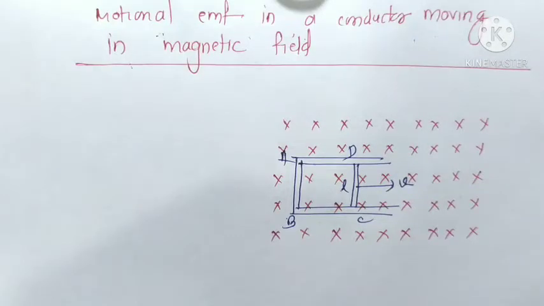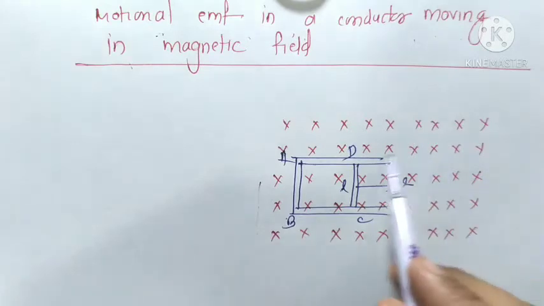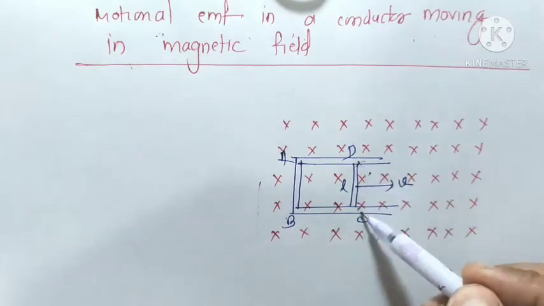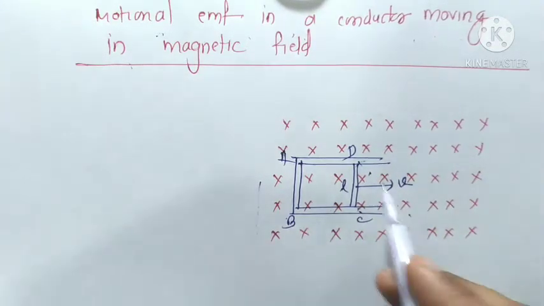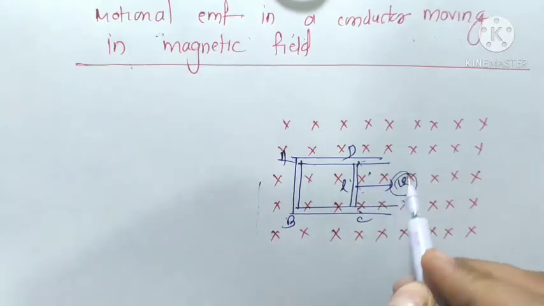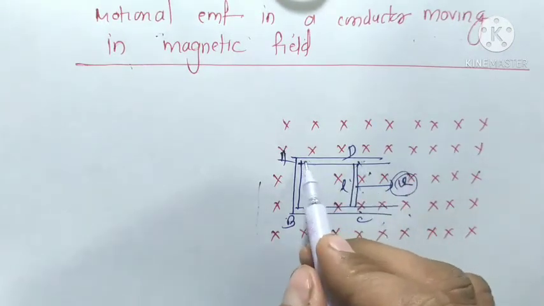Today I'm going to start a new topic in the electromagnetic induction chapter. Our topic is motional EMF in a conductor moving in a magnetic field. Here you can see we take a uniform magnetic field and place a rod of length L inside it, and this rod is moving with velocity V on this rectangular conductor ABCD.